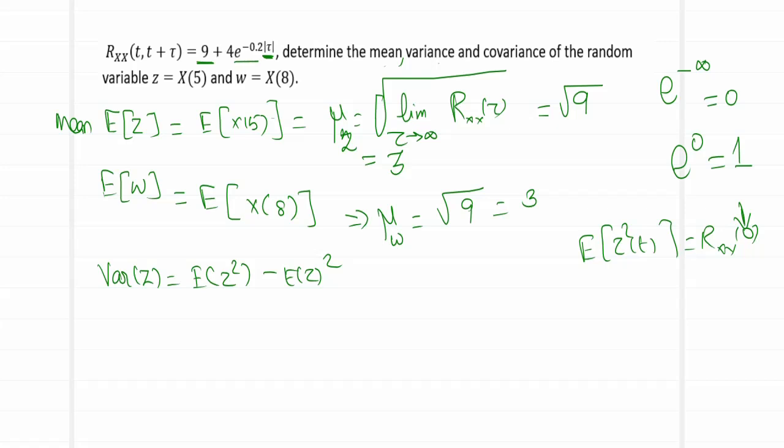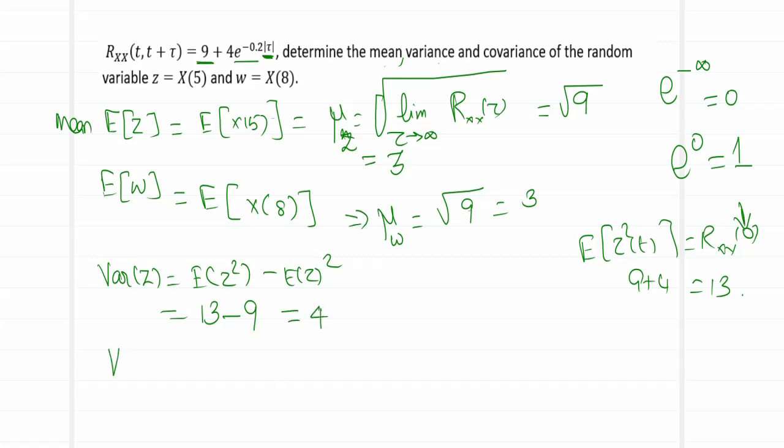So 4 into 1 makes it 4, 9 plus 4, that makes it 13. So I will have variance of Z equal to 13 minus mu_Z, which is 3, the whole square. 3 the whole square is 9, so it is 13 minus 9. What will be 13 minus 9? We know that this is equal to 4. So variance of Z is 4.